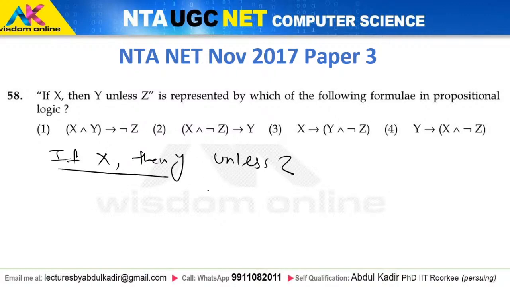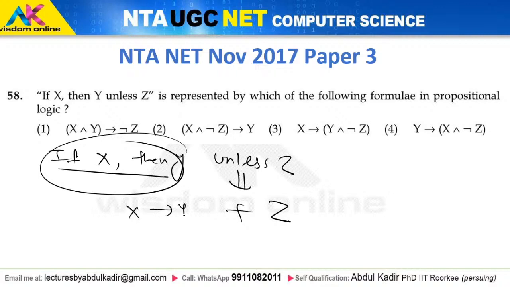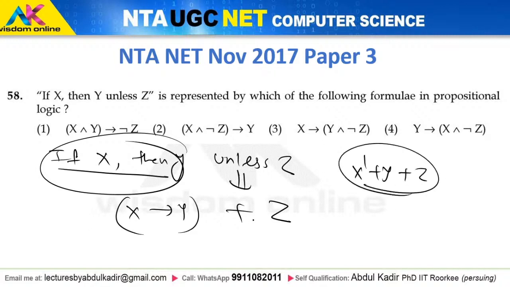You can think of this statement as a mother saying that if you study then I'll let you go play unless today is a holiday. Are you getting this point? So how can you convert it? Very easily. This unless means plus, and this is x implies y, so x implies y plus z. Finally you will get x dash plus y plus z.